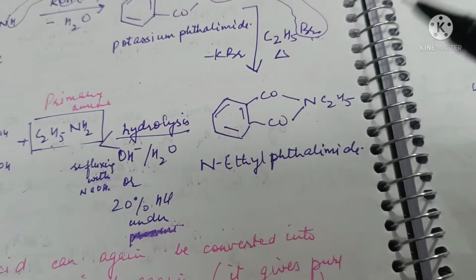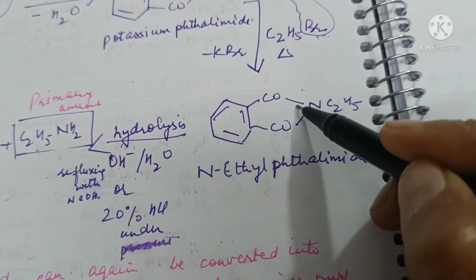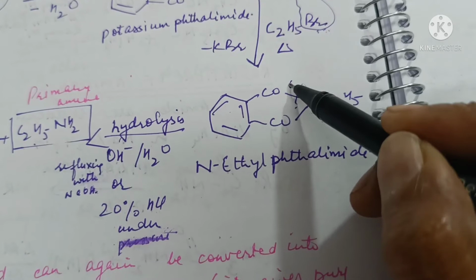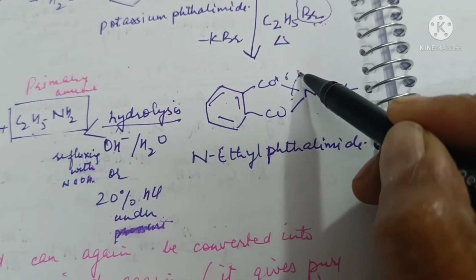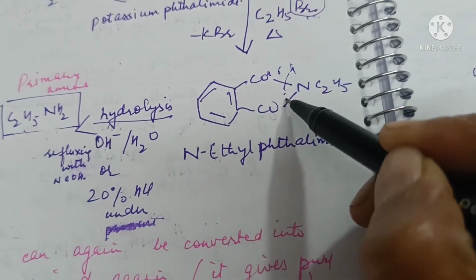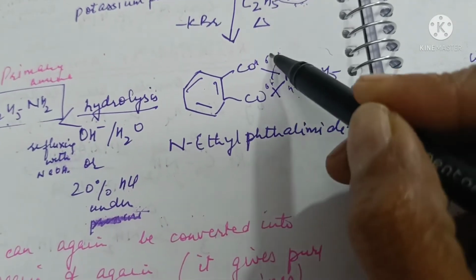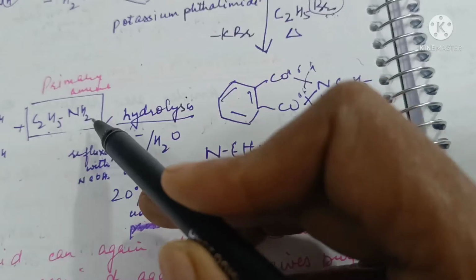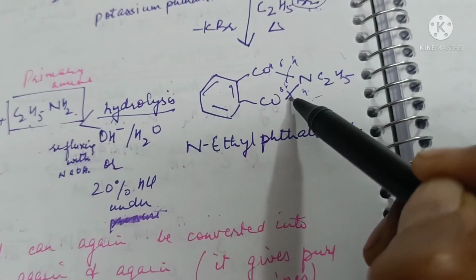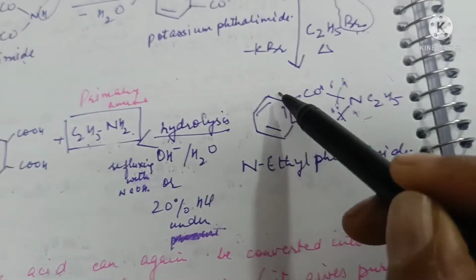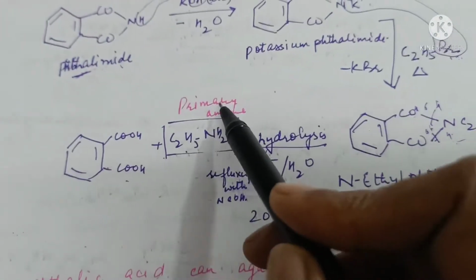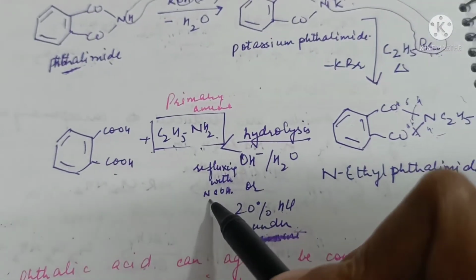On hydrolysis, these bonds will break. OH of water and H comes here and this breaks. Similarly, this breaks, OH of water and H comes here. So this is ethylamine. A primary amine is formed along with COOH and COOH with benzene. This is phthalic acid. So phthalic acid and primary amine are formed.